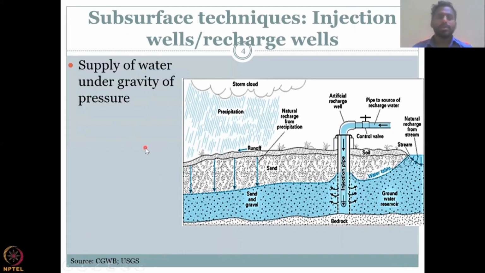So what is happening here is the supply of water is given to the aquifer under gravity or pressure. So I am taking water and I'm supplying it through a pump into the aquifer. So the aquifer water table is here. Just look at the dotted line. And while I'm pushing the water, water is coming out of this well and recharging the aquifer. So what is this injection well?